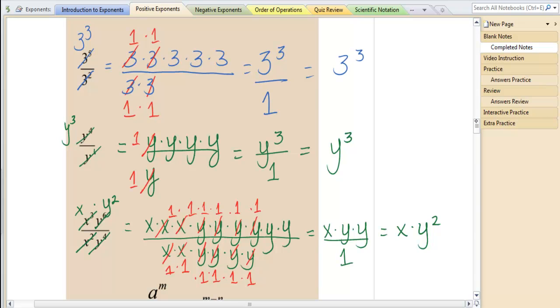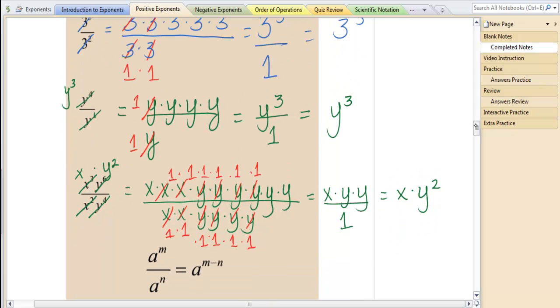An even simpler way to do these problems, based on understanding what I've just showed you, is to use the property listed here. This property shows you that when you have the same base, again we're working with same bases, you're going to subtract the exponents, the numerator's exponent minus the denominator's exponent.